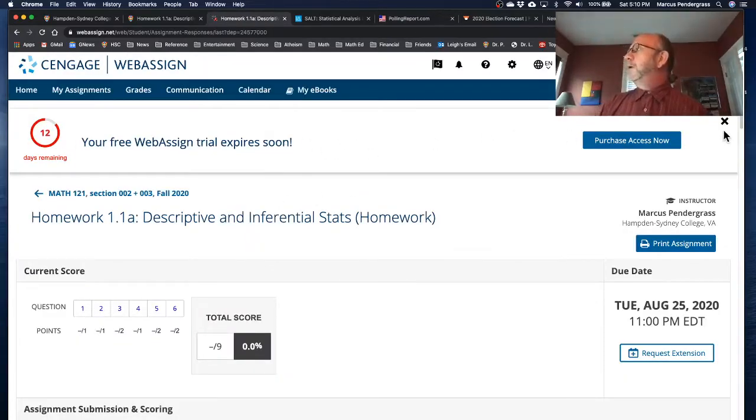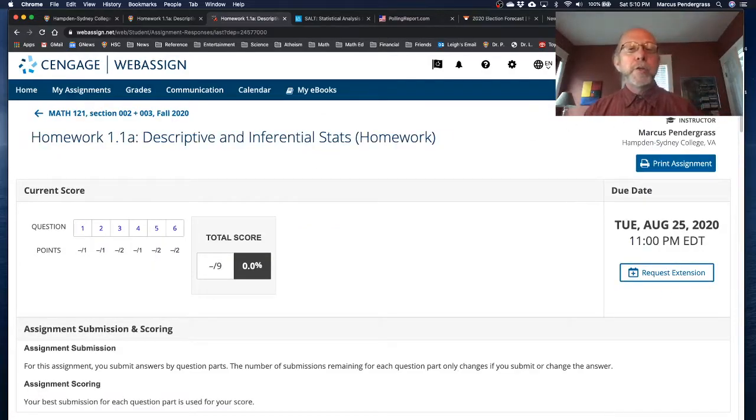We're getting a little bit of an advertisement here. It's reminding us that our free WebAssign trial expires soon. Remember, you will have to purchase WebAssign at some point in the near future, so be thinking about how you're going to do that. You'll need a credit card for that. I'm going to go ahead and get rid of that so we can just look at the homework assignment.